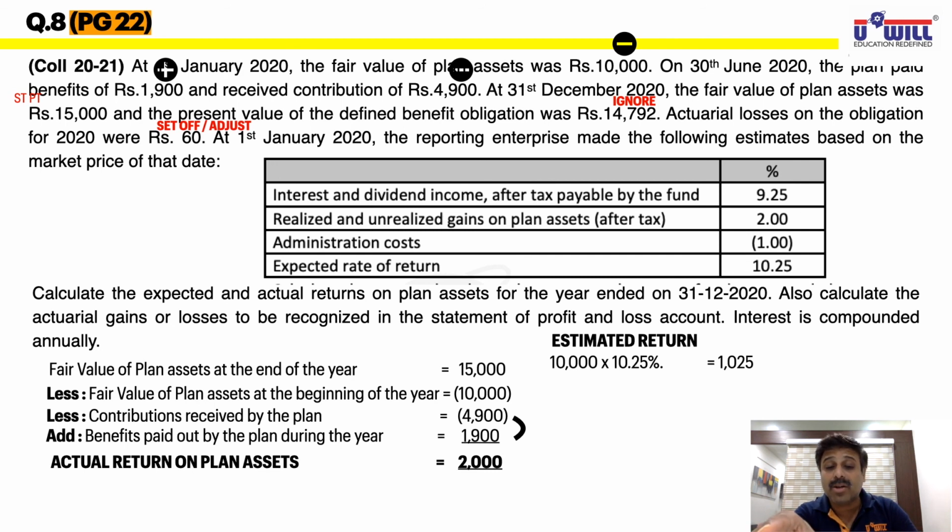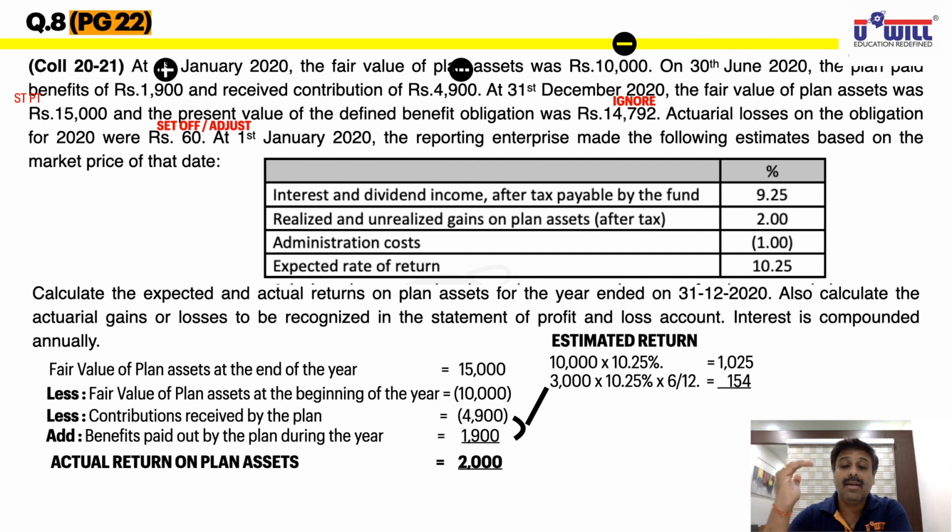See at the top of the question, on 30th June 2020, the plan paid benefit of 1,900 and received contribution of 4,900. So we would have invested this money on 30th June and the year ends on December. Means July to December, we have to count return for only 6 months. On this net investment of 3,000, how will you count return of 6 months? 3,000 into 10.25% into 6 by 12, 154 rupees.